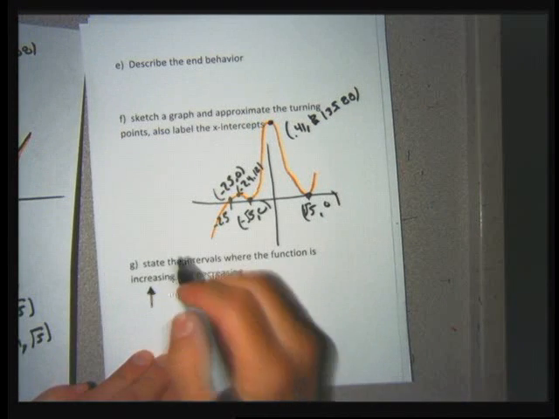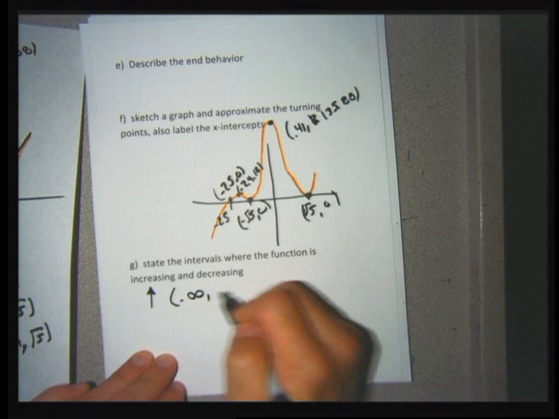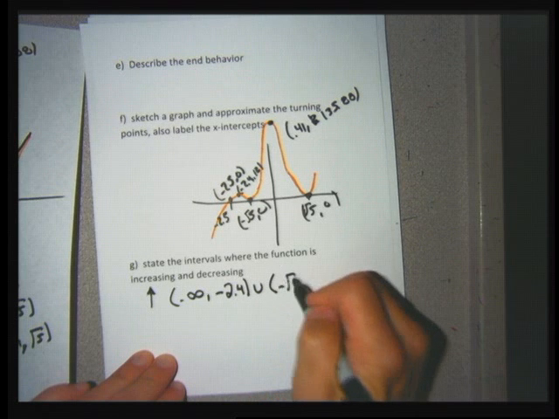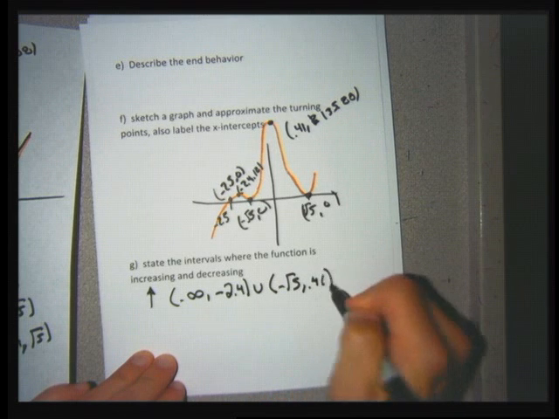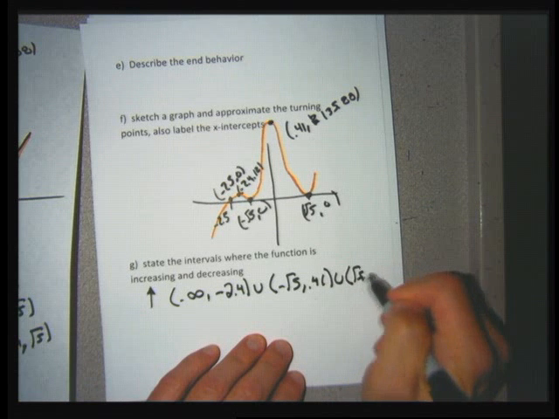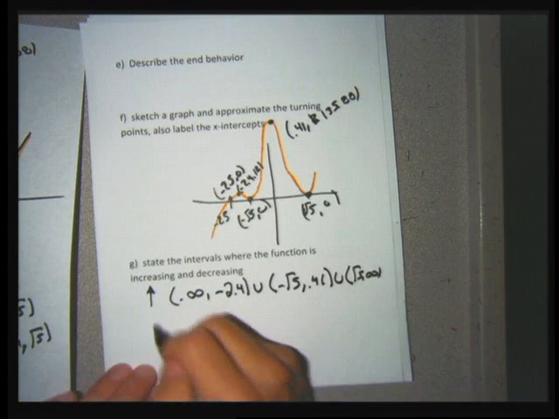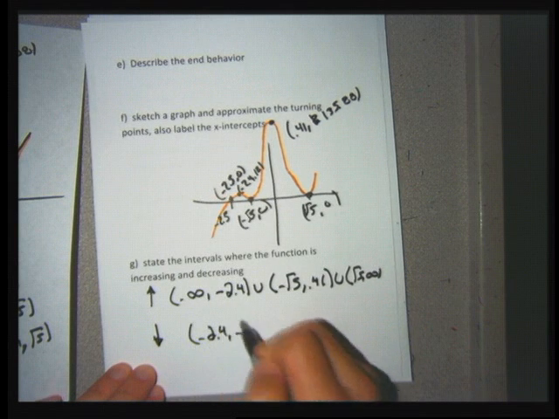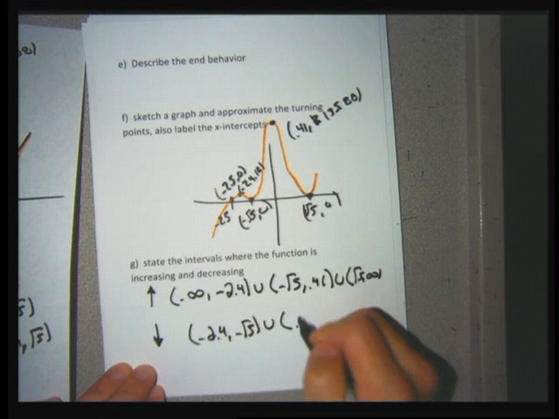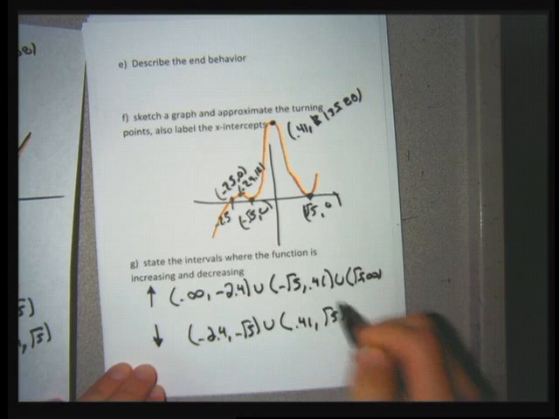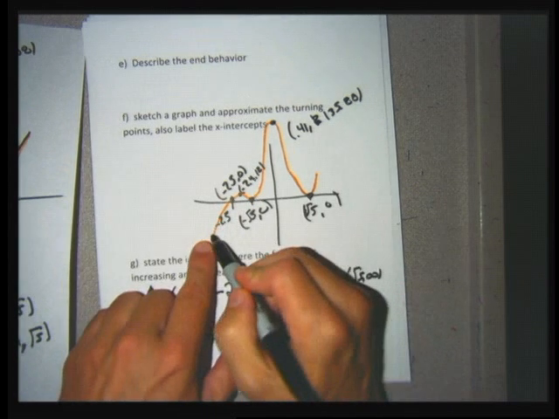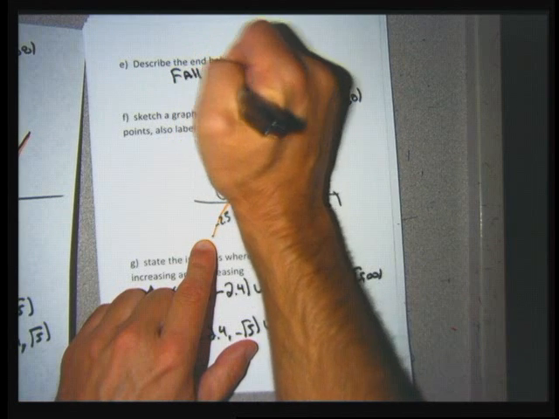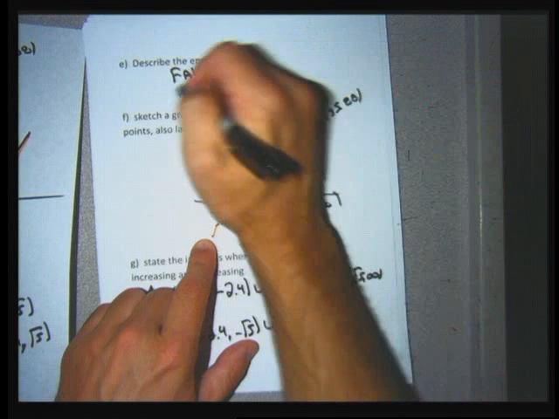This graph is increasing. I'm going to do an up arrow for increasing from negative infinity to negative 2.4. And then again from the negative square root of 5 to positive 0.41. And then again from the square root of 5 to infinity. It's decreasing. I'll write a down arrow for that from negative 2.4 to negative square root of 5, and then again from 0.41 to square root of 5. I forgot to do the end behavior, but on this side it's falling, and that side it's rising, so I'm going to say it falls to the left and then rises to the right.